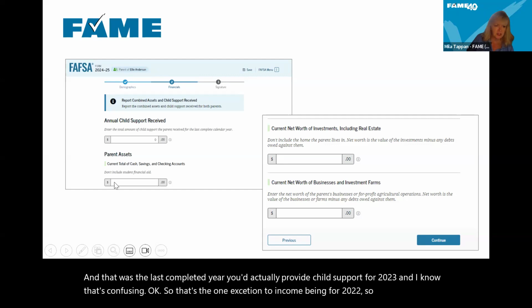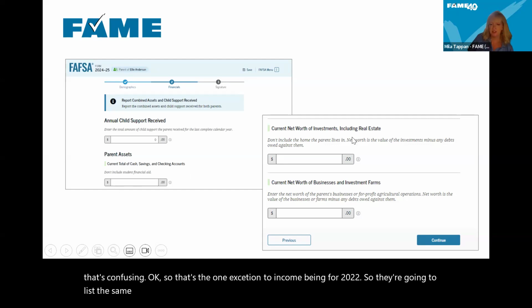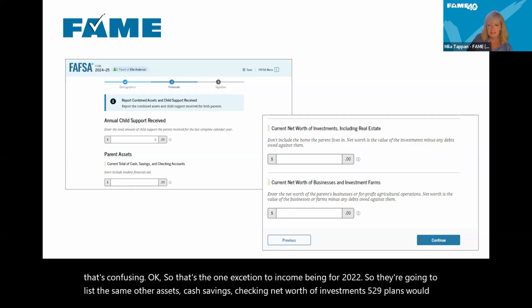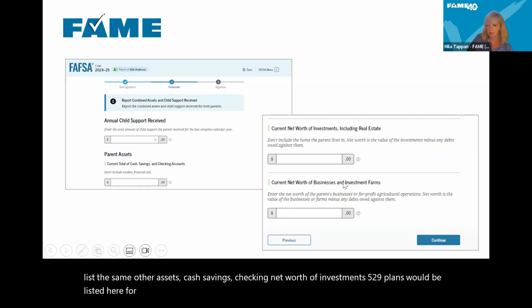So they're going to list the same other assets: cash savings, checking, net worth of investments. 529 plans would be listed here, for example, and business and investment farm would be listed here.